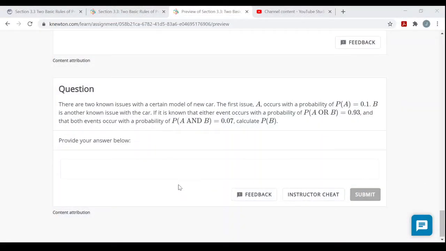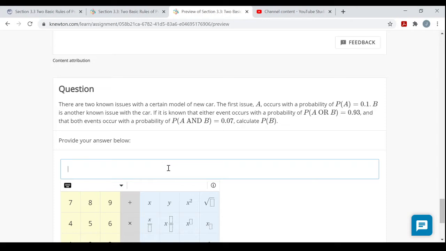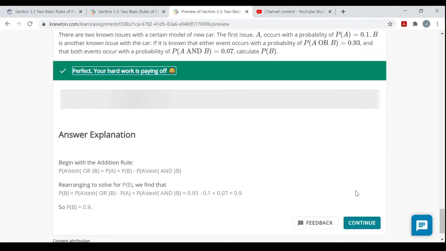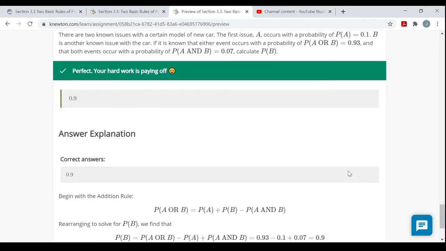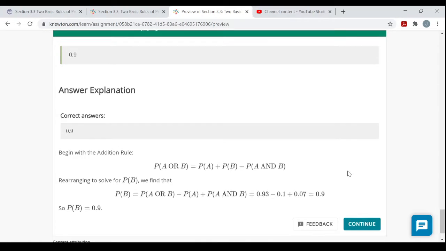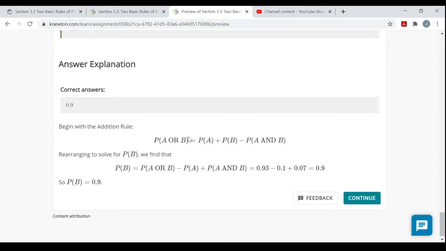0.9. Everything was given as a decimal, so I'm going to write mine as a decimal, 0.9, and enter. They didn't say to go to so many decimal places, so that's it. And then again, they go through the same thing as I just did. You take the formula, the addition rule, and solve for the probability of B.